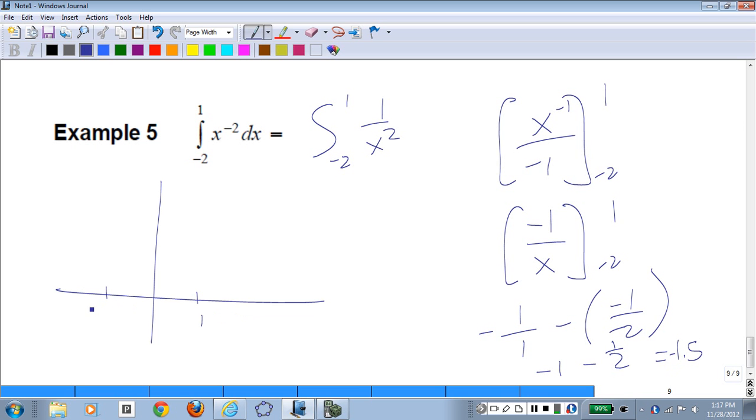there's 1, there's negative 2. This function is never negative. 1 over x squared is always above the x-axis. 1 over 1 squared is 1. 1 over 1/2 squared is 4, I guess. So it looks like that. And it comes down and looks like that. And that. So we're wondering, what's the total area here?